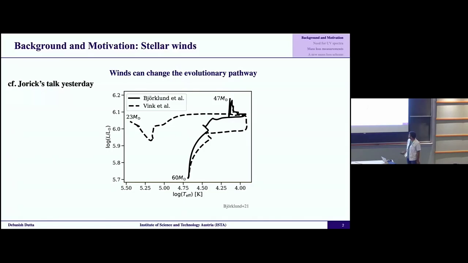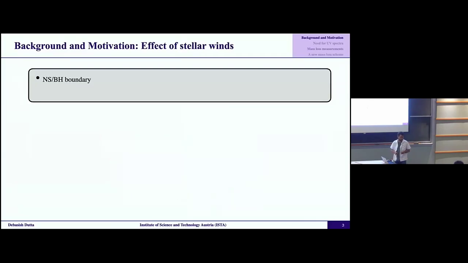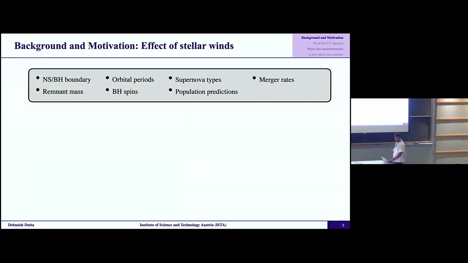And this is very important because it can cascade down and affect many things that we can measure and predict. For example, stellar winds can affect whether we form a neutron star or a black hole, what the mass of the final black hole is, what the orbital periods are, the black hole spins, and the supernova types. It can affect our population predictions, black hole merger rates, et cetera. Let me show you an example.